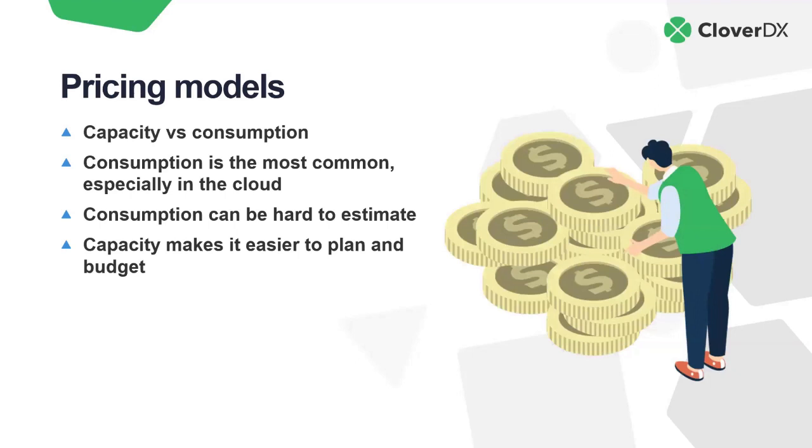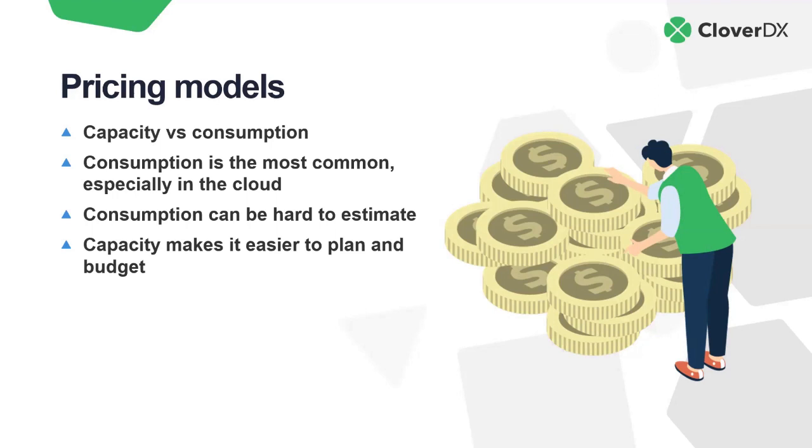Now, another thing we wanted to cover in pricing is different pricing models, right? Pricing model-wise, there are two main categories that you look at, and that's capacity versus consumption data models, right? Oftentimes, consumption is the most common, especially within the cloud, or whenever you have software as a service. Consumption can be hard to estimate, right? You really don't know how your data is going to change, how your workflows are going to change in the future until you actually implement them and see how much data is being processed.